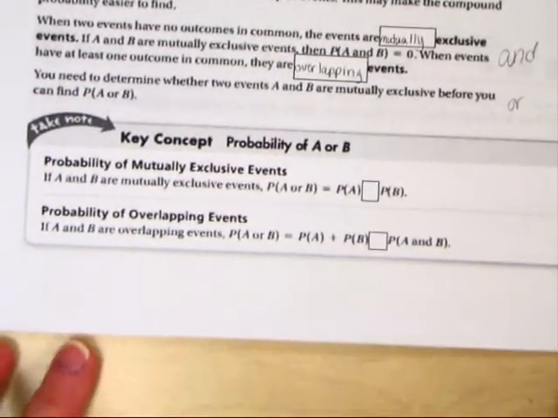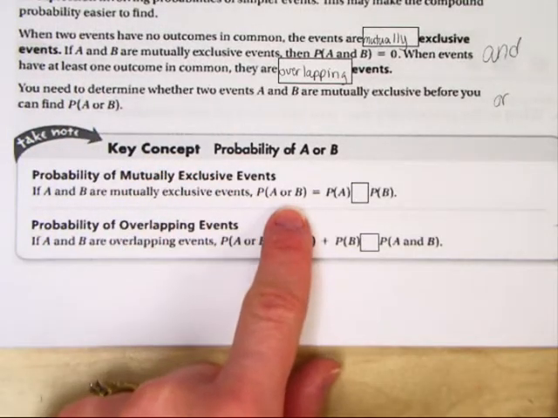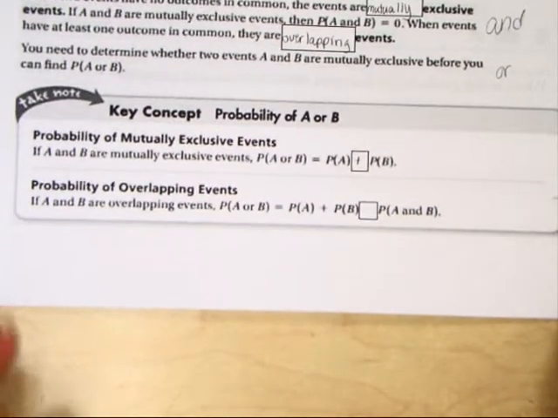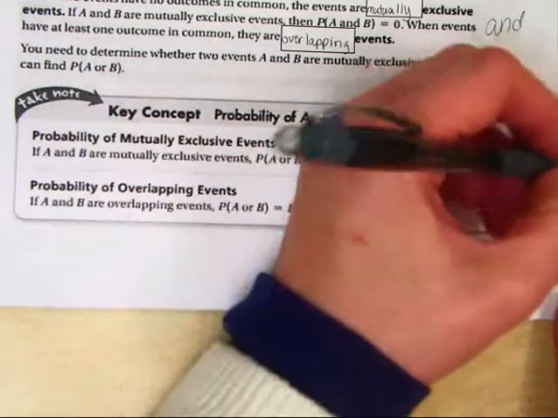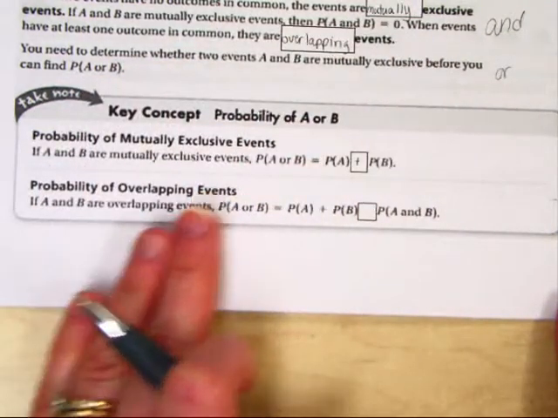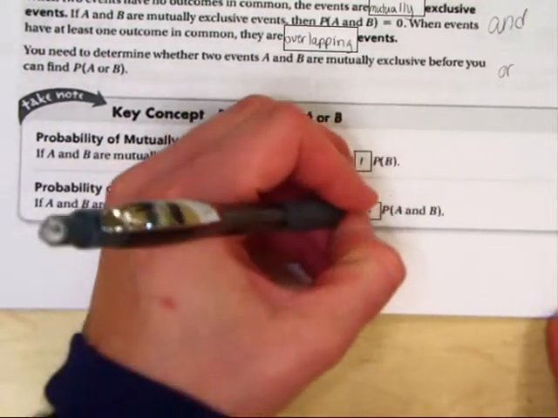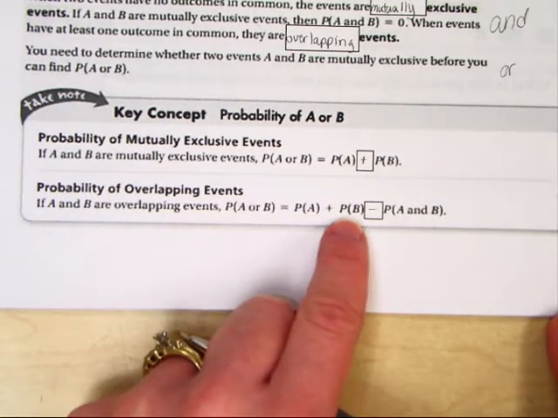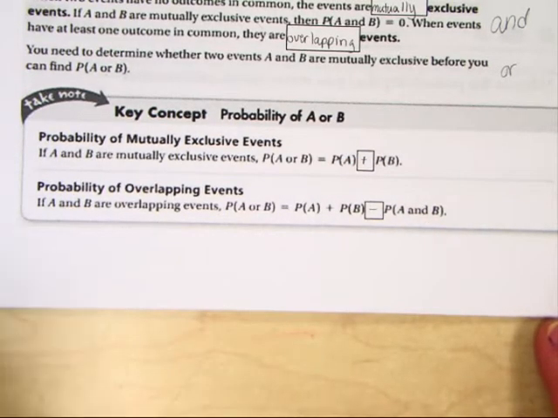Moving on. How do you find the probability of events that are mutually exclusive? Well, if it's the word or, you add your options together. If you're talking about the probability of events that overlap, and now we have the or word, you are going to take the probability of A and the probability of B, just like you did up here, but then you need to subtract where they overlap. Let's apply this in a couple of examples.